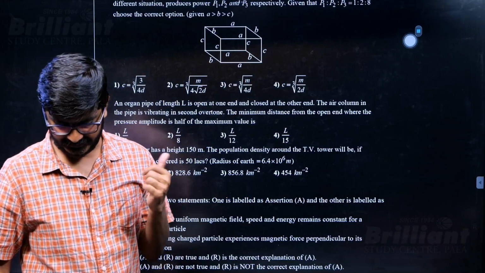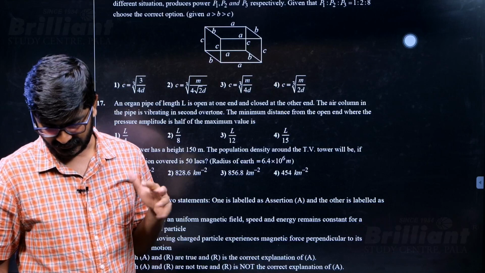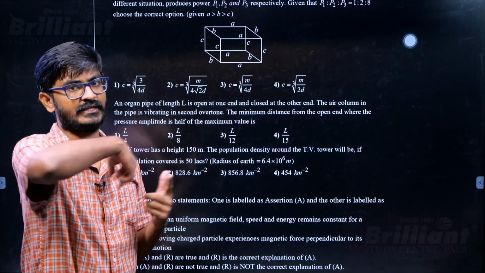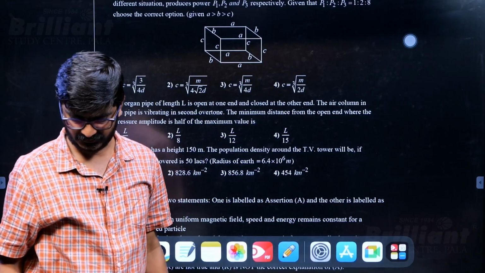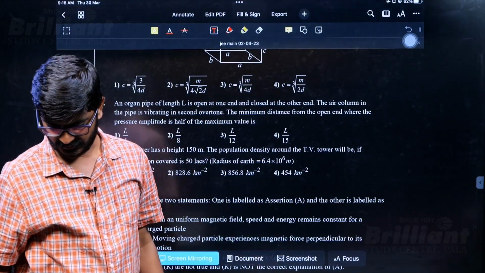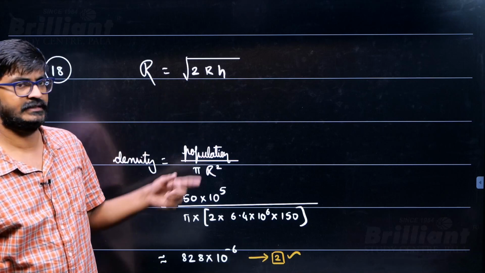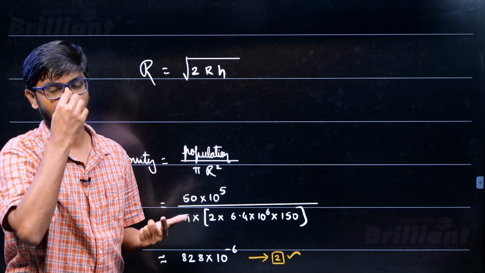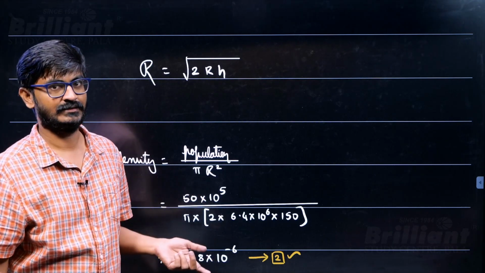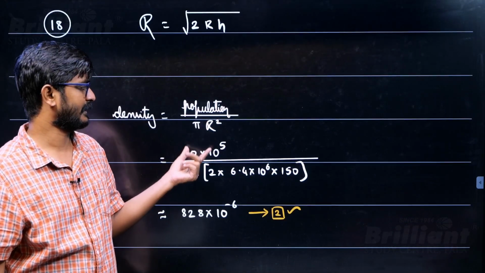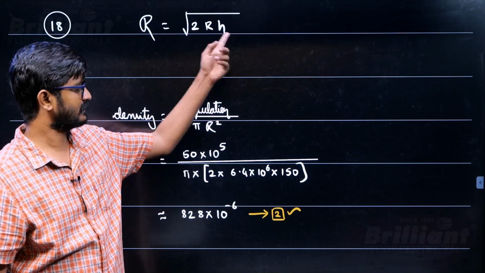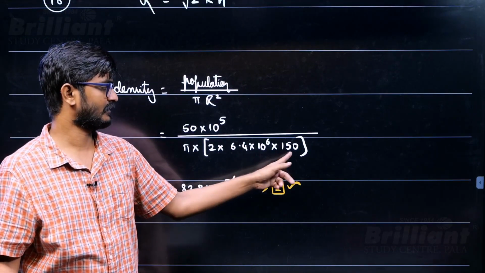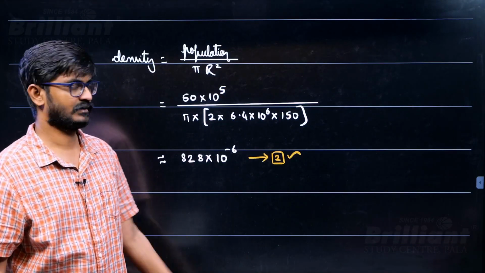A TV tower has height h of 150 and the population density is given. So when there is a tower, till what radius will it be covering? That radius is root of 2Rh. So you can calculate the area. Area is pi r square. Population divided by the area is population density. Population by the area, pi into r square, where r square is this square, so 2Rh: 2 into radius of the earth into height of the tower, which will give us the approximate answer.